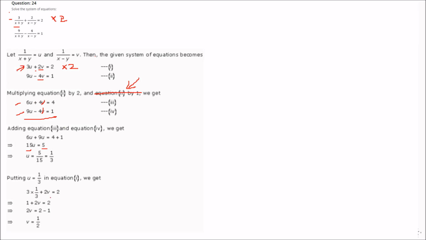So 3 into 1 by 3 plus 2v equal to u. So you get 1 here. So 2 minus 1 is 1. So you get v equal to half. u and v now are known.